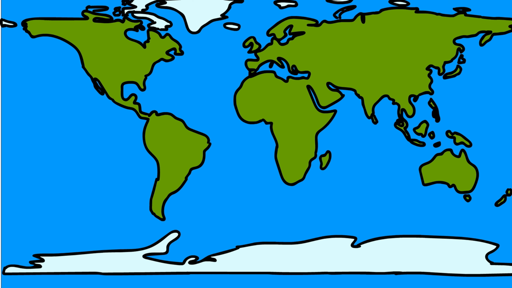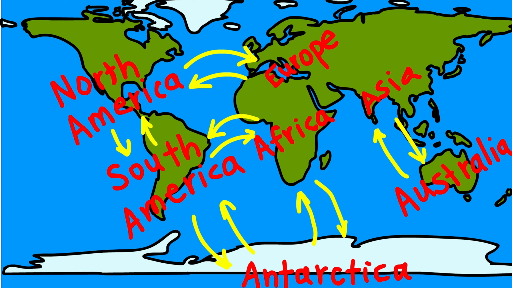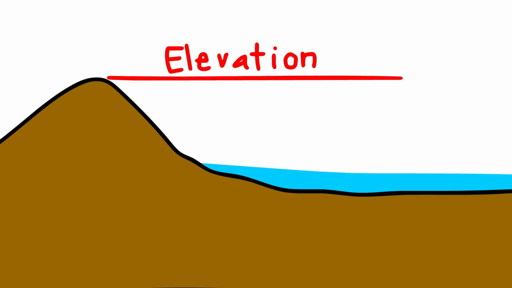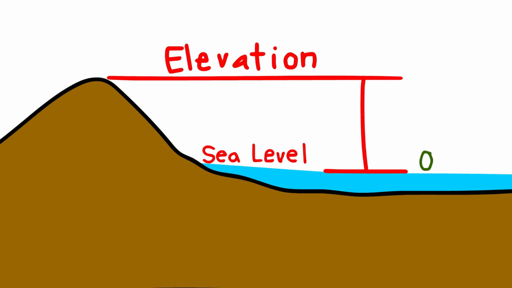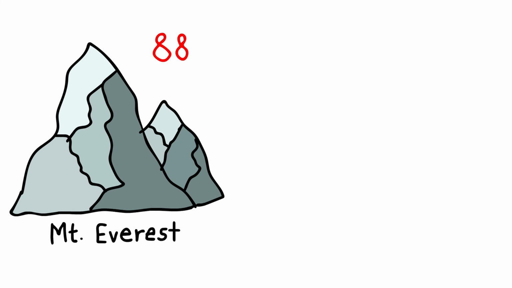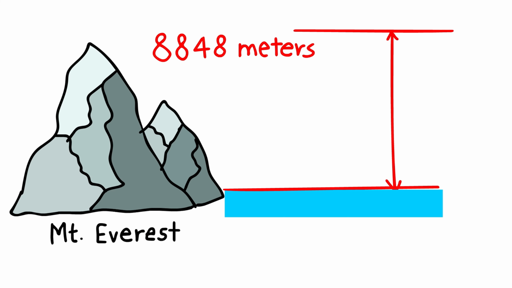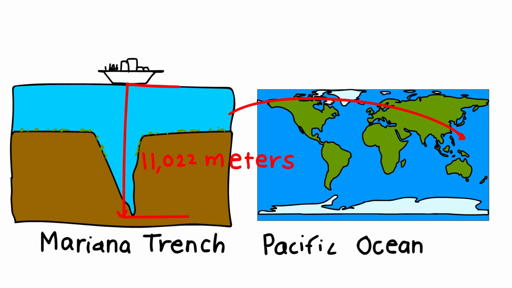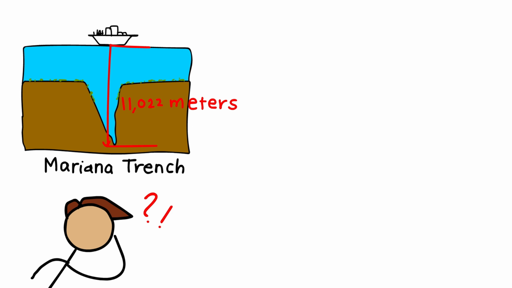Look at this map of the world. Are all the land masses connected with one another? The level of seawater remains the same everywhere. Elevation of land is measured from the sea level, which is taken as 0. The highest mountain peak, Mount Everest, is 8,848 meters above the sea level. The greatest depth of 11,022 meters is recorded at Mariana Trench in the Pacific Ocean. Could you imagine that the depth of sea is much more than the highest point?